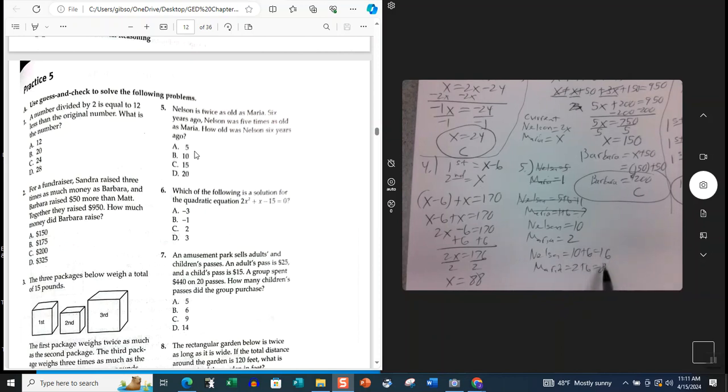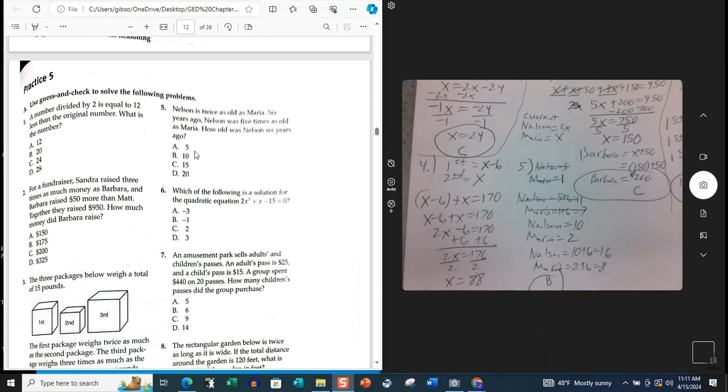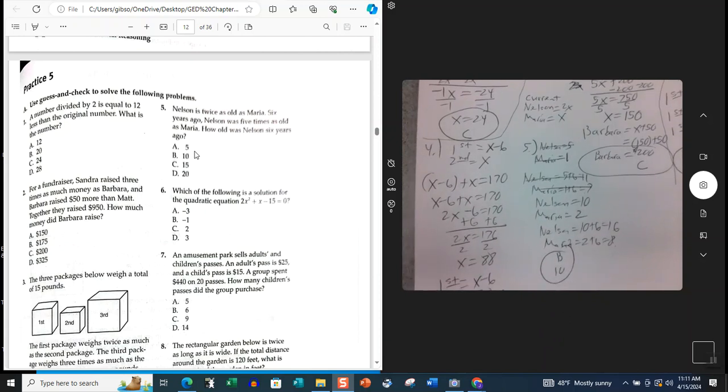So Nelson is twice as old as Maria is. So then our answer here would be B, which is 10. Now that is using the process of elimination here.